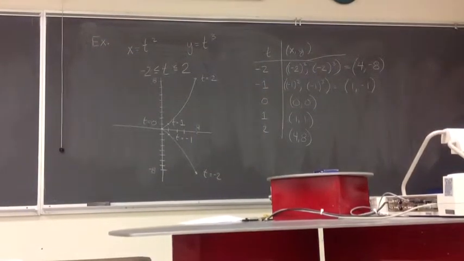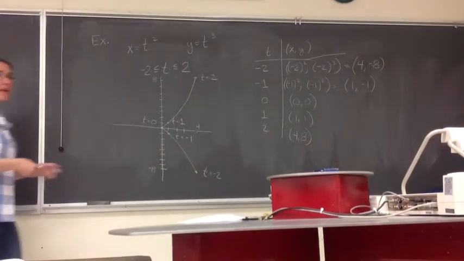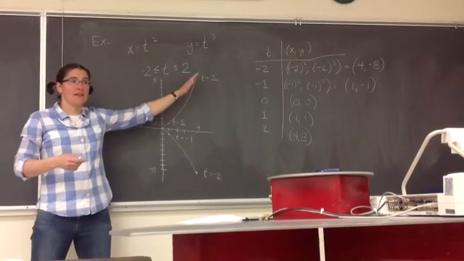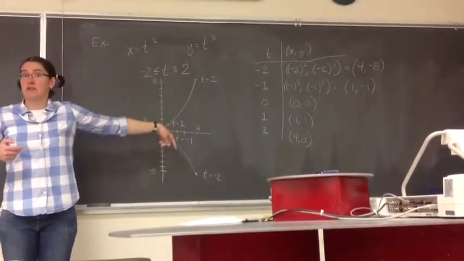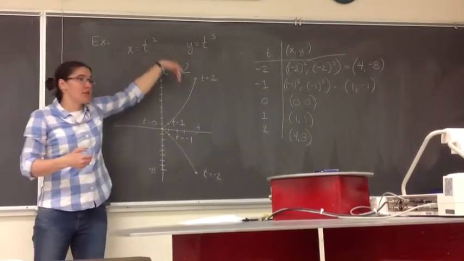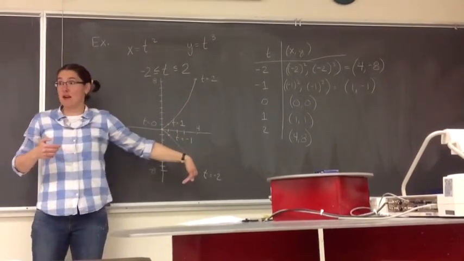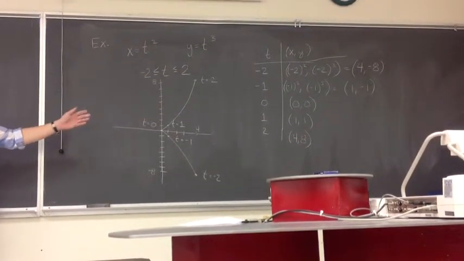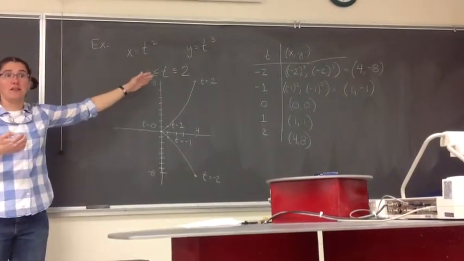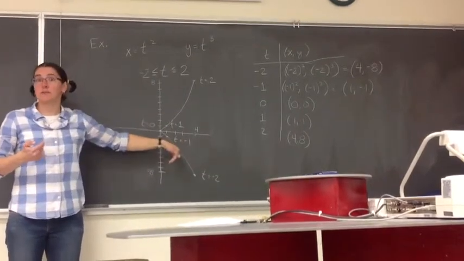So if I really wanted to know what that curve looked like, then I could plot some more points there and connect the dots in a much better way. Okay? But a couple of things that you might notice about this curve. Number one, this curve does not pass the vertical line test, so this is not a function of x. This is a function of t, though, because the x and the y are both determined by t, but this does not pass the vertical line test.